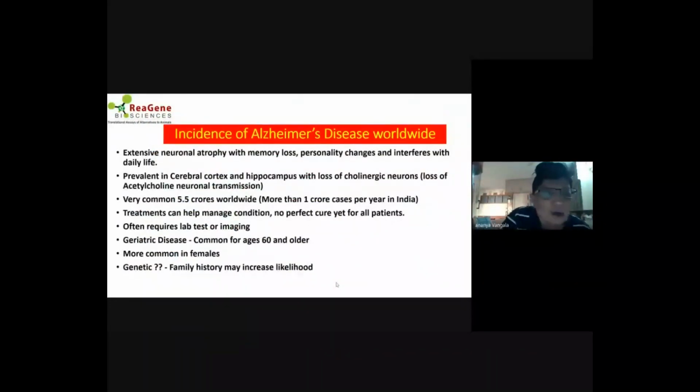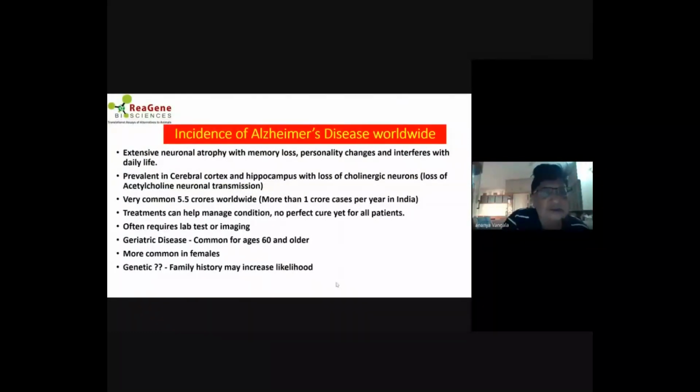It's very common. In fact, about 5.5 crore people all over the world have this disease, and more than 1 crore just in India. It's common for ages 60 and older. Interestingly, it's more common in females. Family history may increase likelihood, but we don't have much data on it.